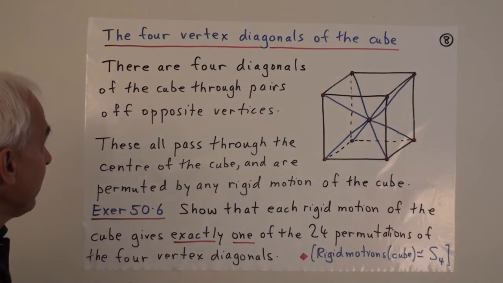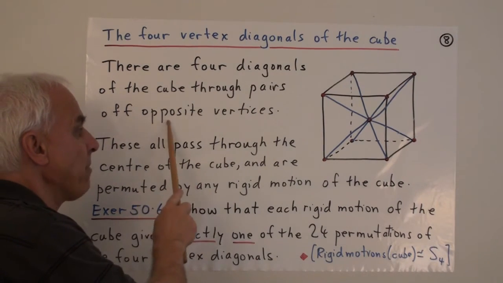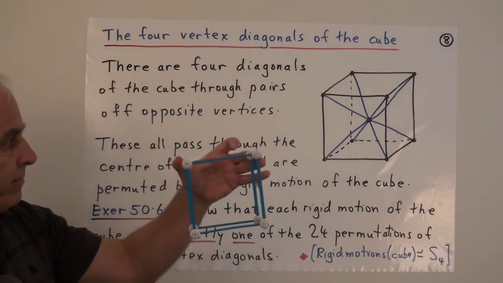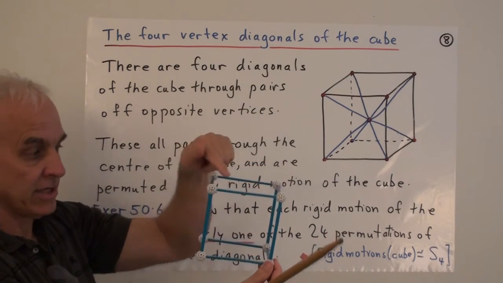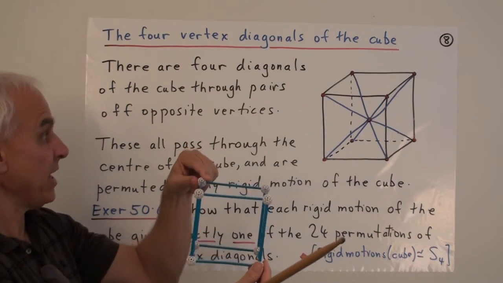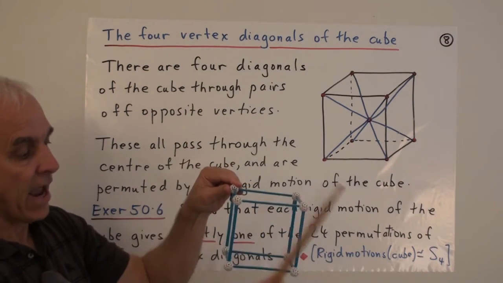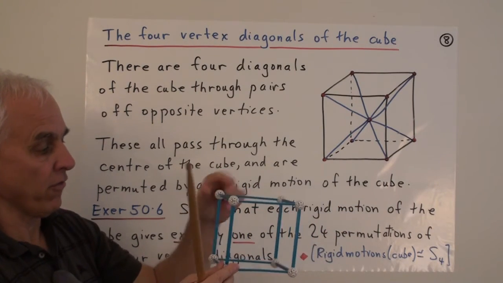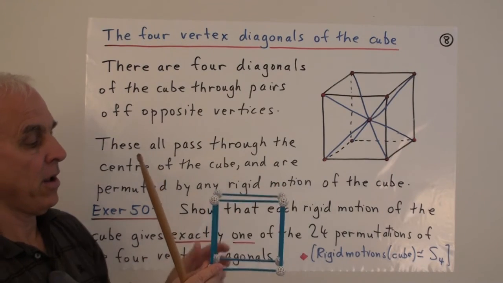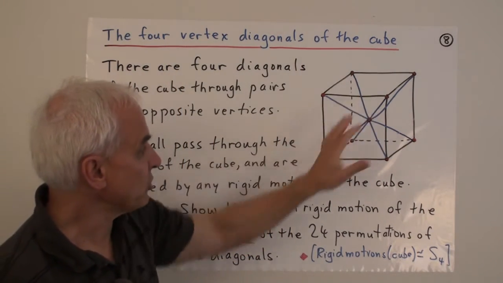What is a vertex diagonal? Well, these are diagonals of the cube through pairs of opposite vertices. So if you take two opposite vertices and just look at the line segment joining them, that is a vertex diagonal. It's kind of a long diagonal of the cube, the longest line segment contained inside the cube. And there are four of them. There's that one, there's that one, there's this one, and there's this one. You can see them here in this picture.